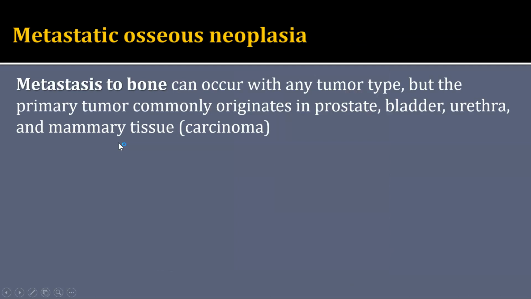So next, let's look at metastatic lesions to bone. Metastasis to bone can occur with any tumor type, but the primary tumor commonly originates in the prostate, the bladder, the urethra, and mammary tissue. The epithelial tumor types are much more common to met to bone than the mesenchymal tumor types, so carcinomas of the sites that I listed here, but also squamous cell can met as well.